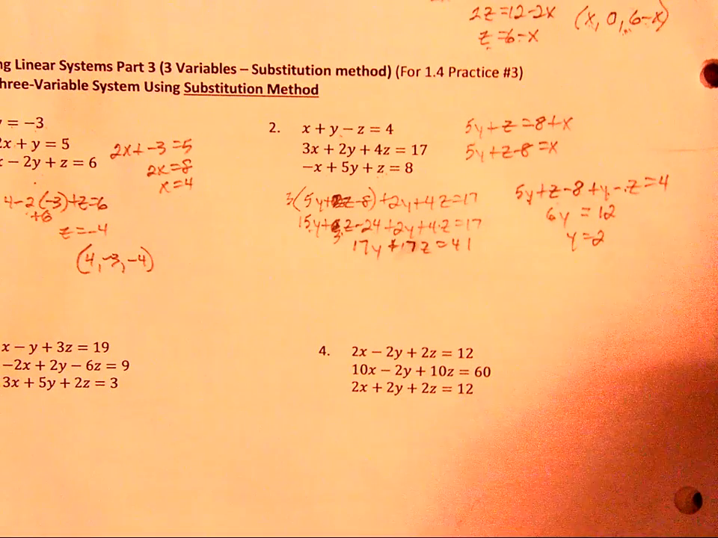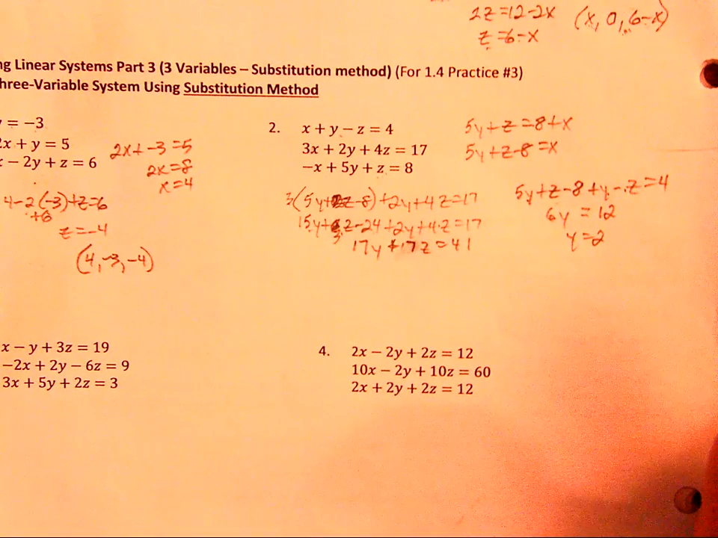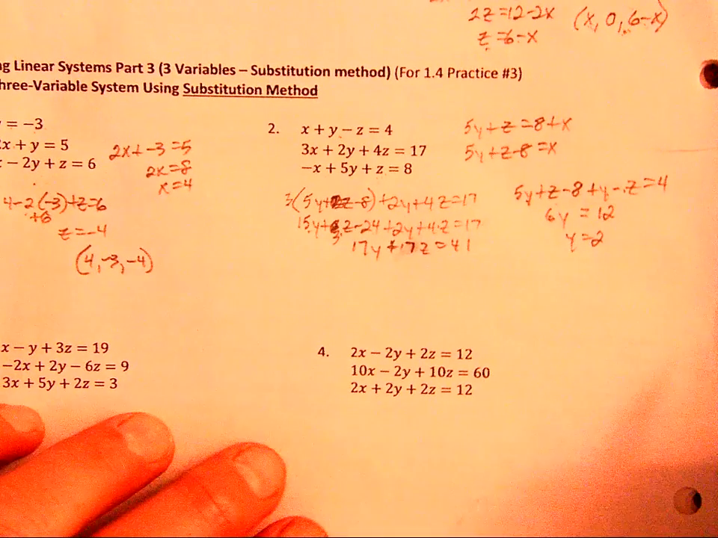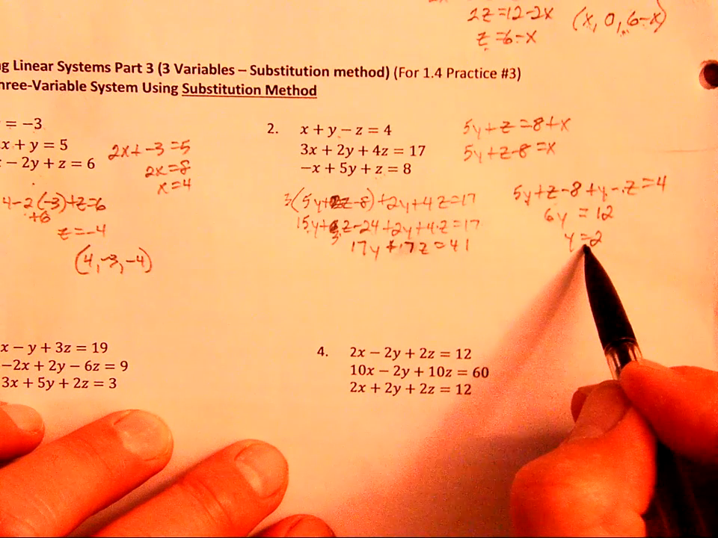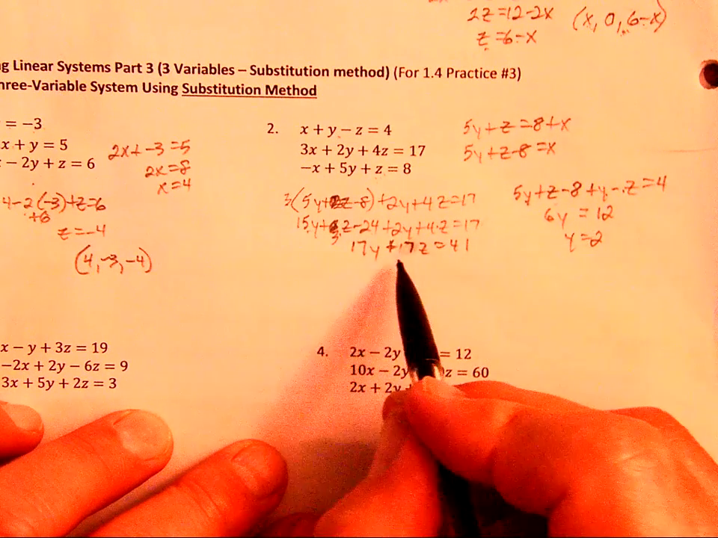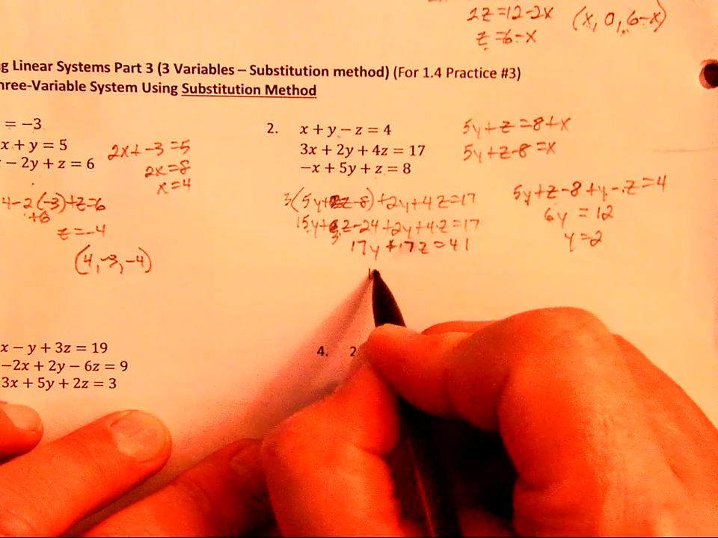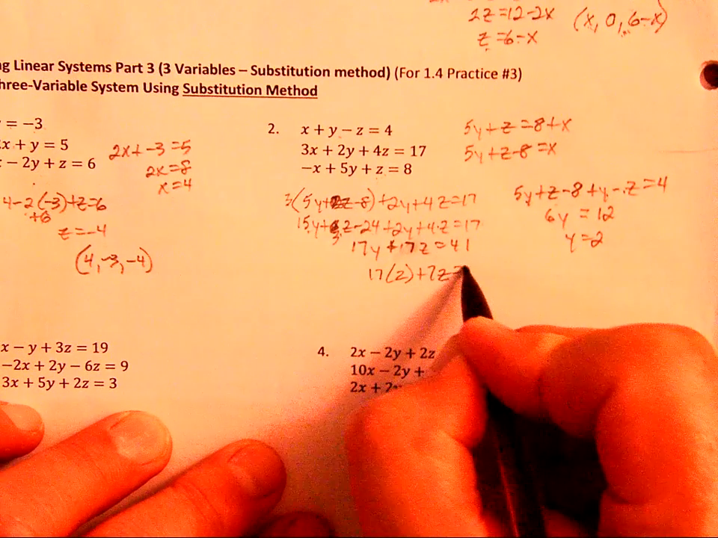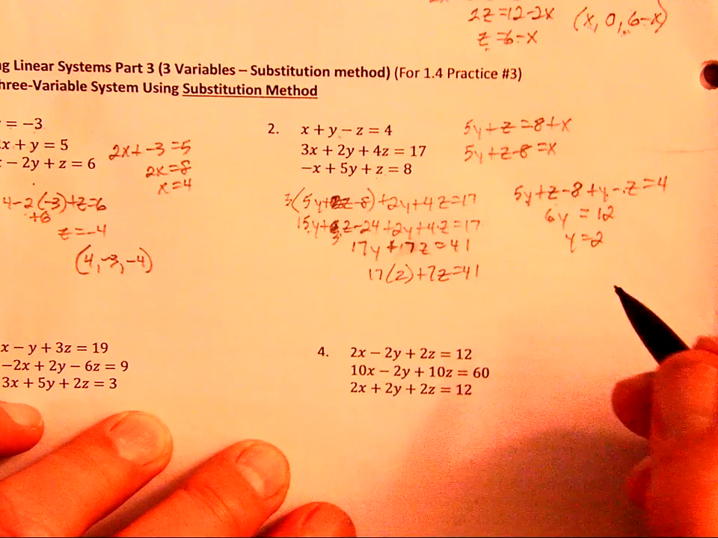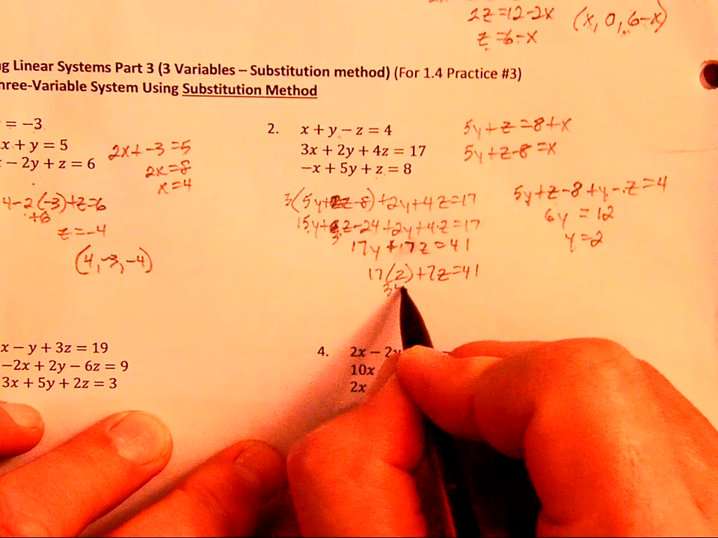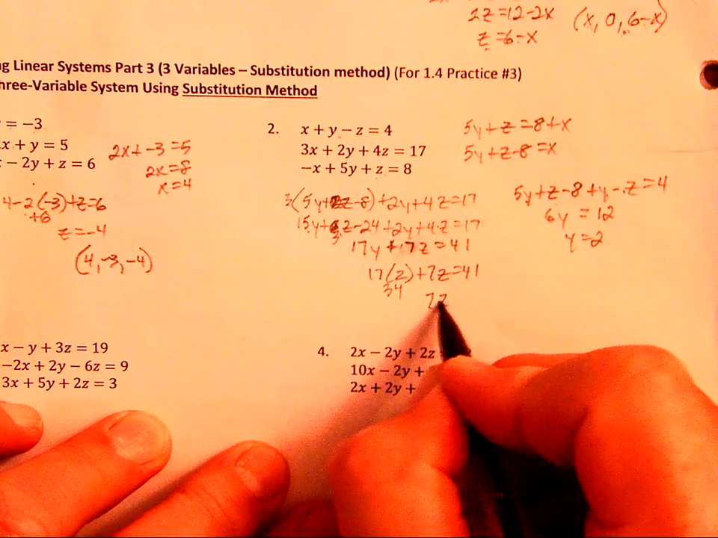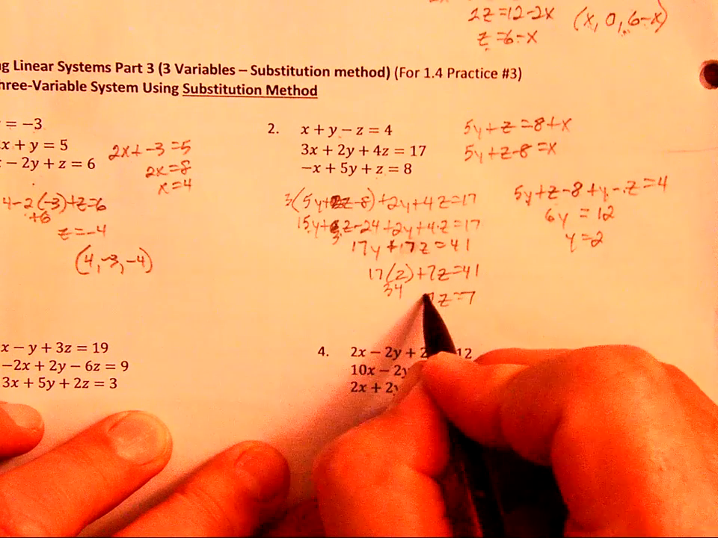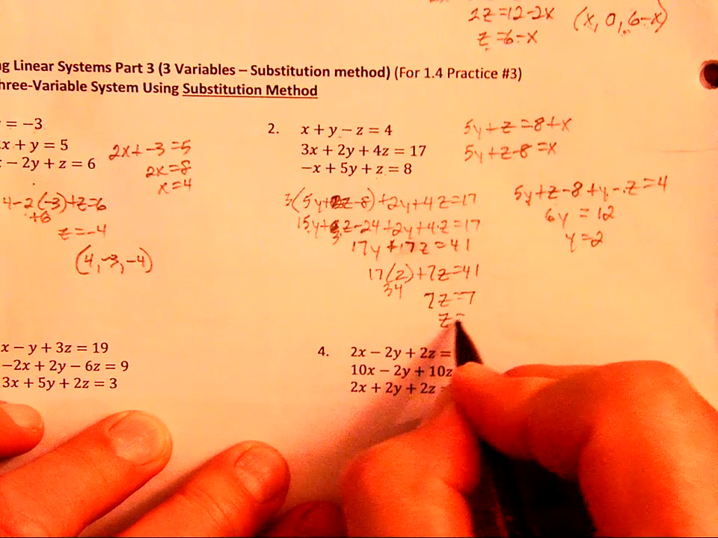We got one of our variables. Now we can plug it back in and find another variable. Let's say we plug this 2 in. Let's say we plug it in right here. So 17 times 2 plus 7z equals 41. So that'd be 34. So I have 7z. If I subtract 34, that equals 7. So z equals 1.